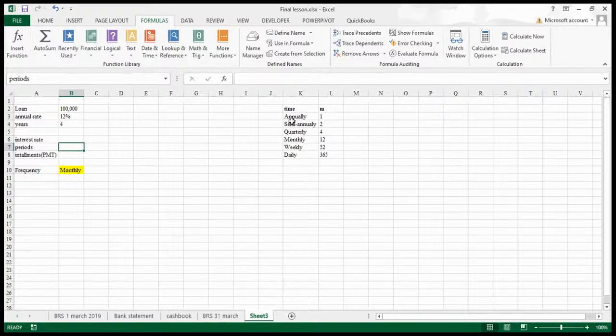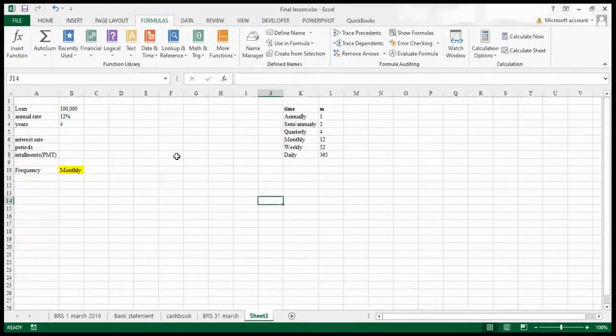Okay, I want you to do the same to the items here, these items that are here. So create from selection, left column, then okay. Such that if I want daily or if I want 365, it is called daily, not L8.